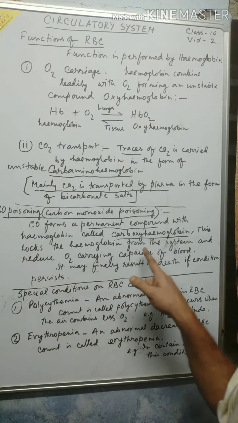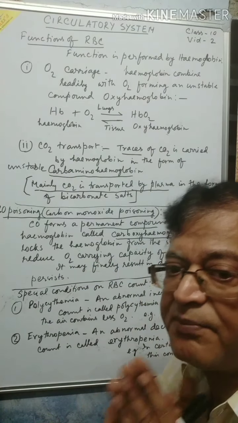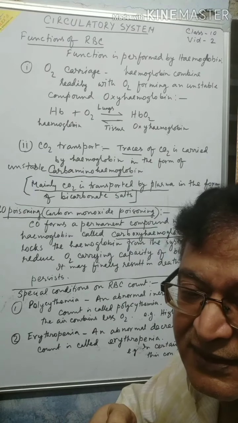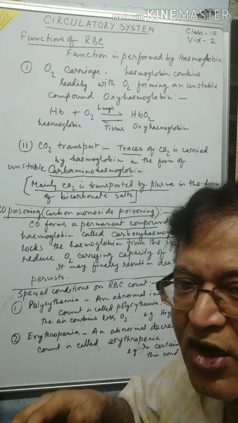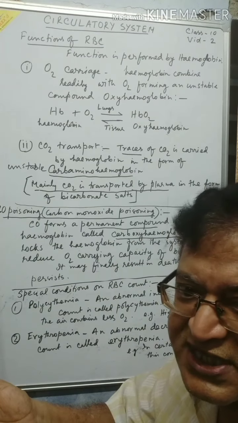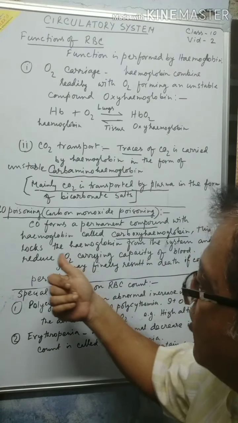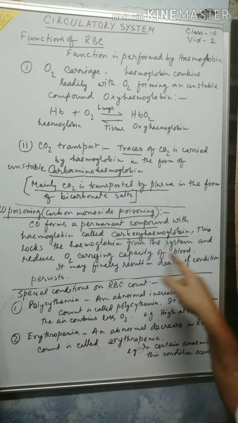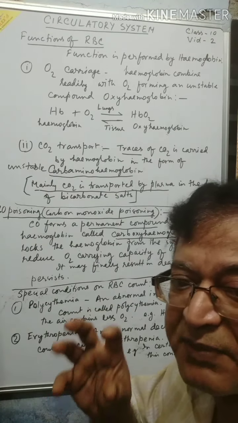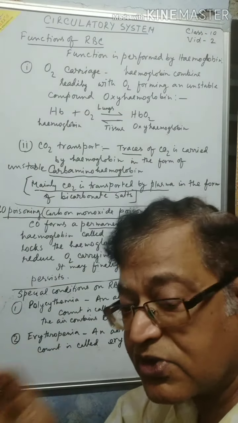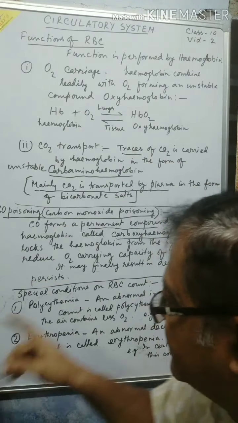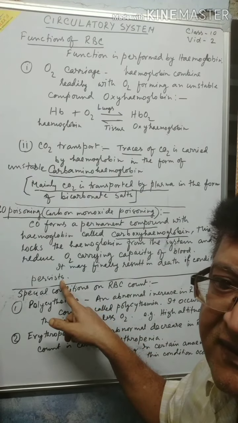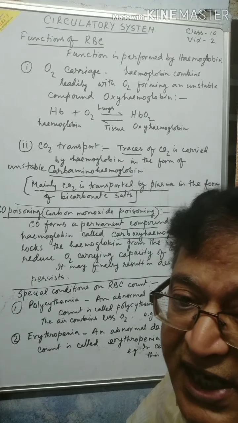This locks the hemoglobin from the system. When a stable compound is formed, hemoglobin is locked with carbon monoxide. And if it is locked, it will not be able to carry further oxygen gas. So what will happen? Due to this locking of hemoglobin, the oxygen carrying capacity of blood is reduced. And if the atmosphere containing carbon monoxide persists for quite a long time, it may finally result in the death of the patient. So this is called carbon monoxide poisoning.